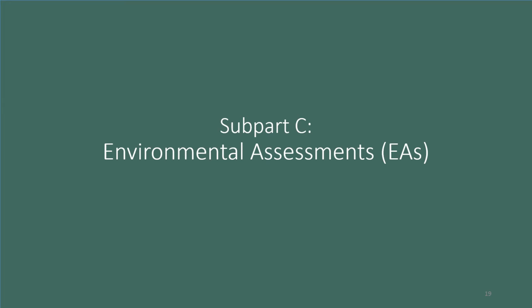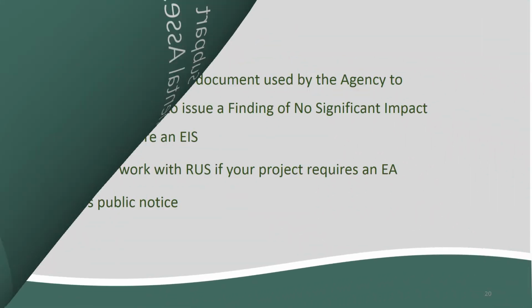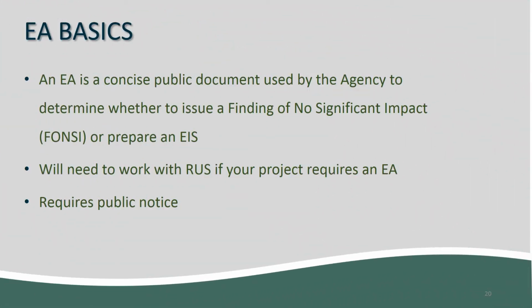So the next part is subpart C, environmental assessments. Environmental assessments, or EAs, are concise public documents that RUS uses to determine whether to issue a FONSI, which is a finding of no significant impact, or prepare an EIS. If you think your project is going to require an EA, please come to me early. We will work with you because it does require public notice. Completely doable. However, it is a little bit more effort.